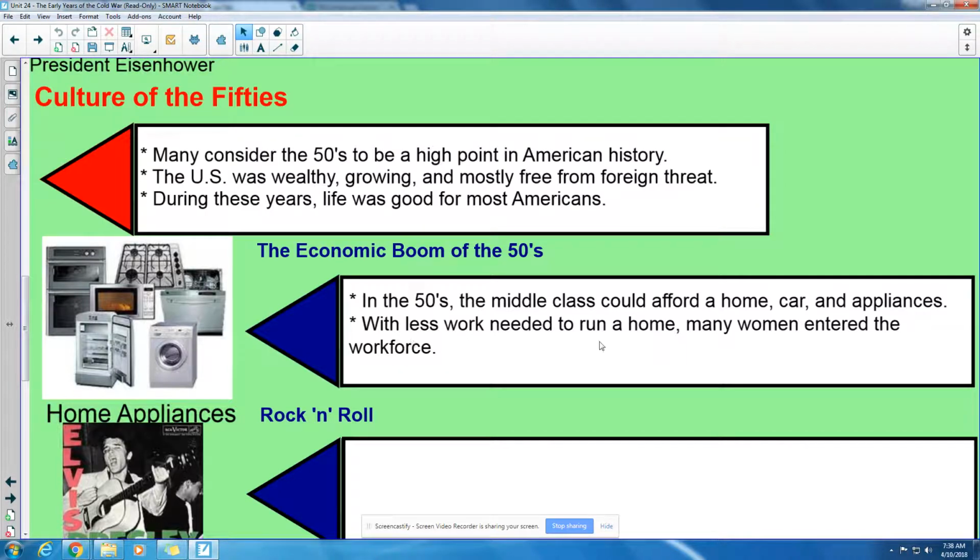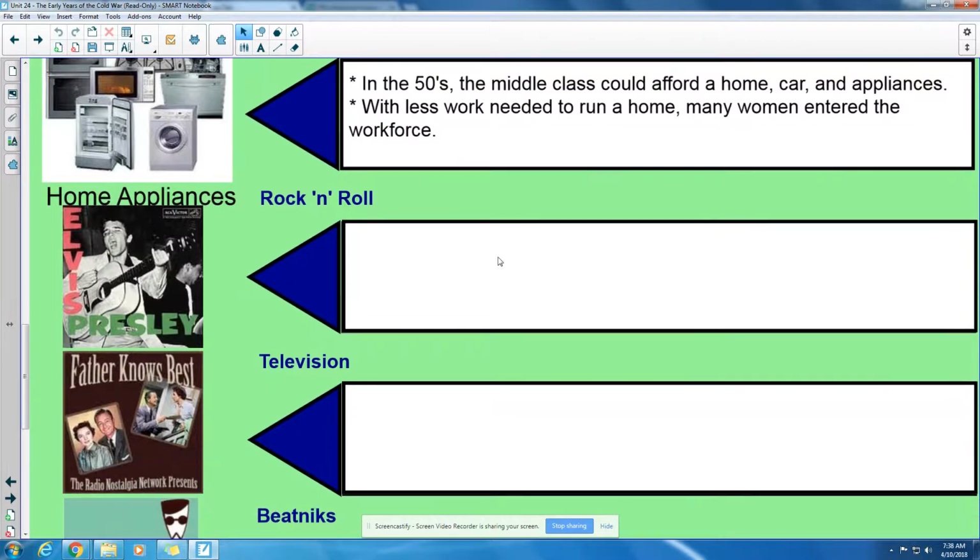Also, with less work needed to run a home, now that we have refrigerators and laundry appliances, many women are able to enter the workforce. They're able to go out and get jobs and add income to the household. And we see another surge in women entering the workplace.